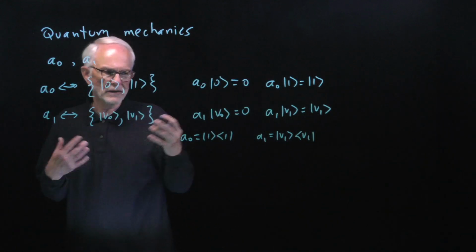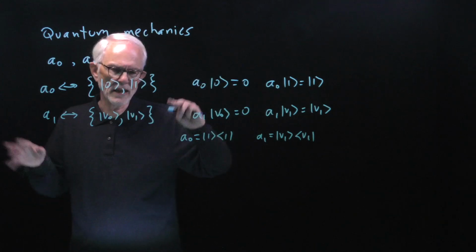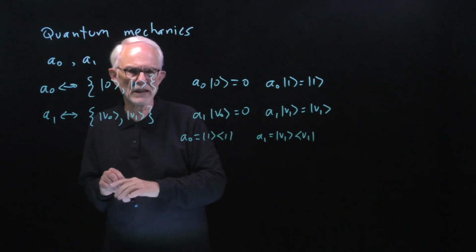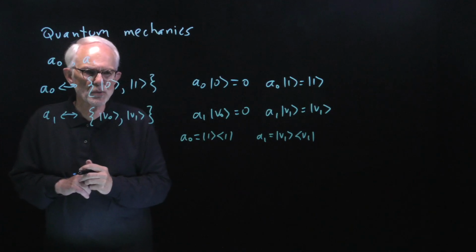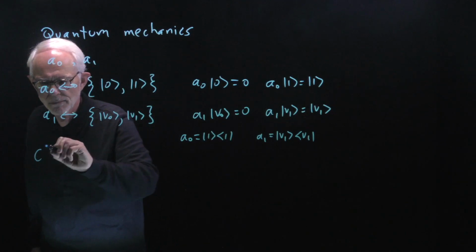Now, we've got one basis, the computational basis. How do we get the other one? What we're going to do is choose a unitary operator.